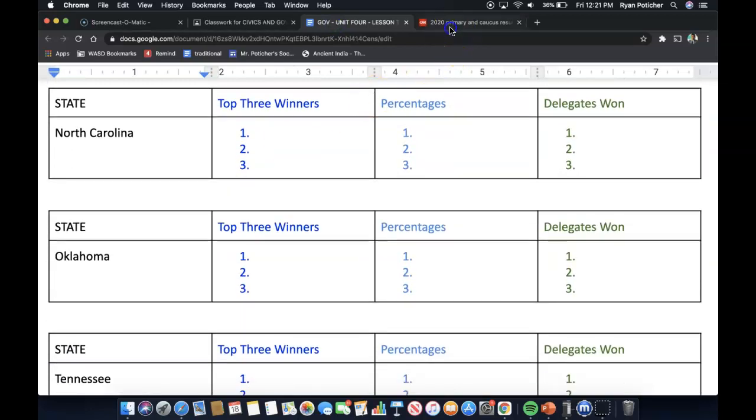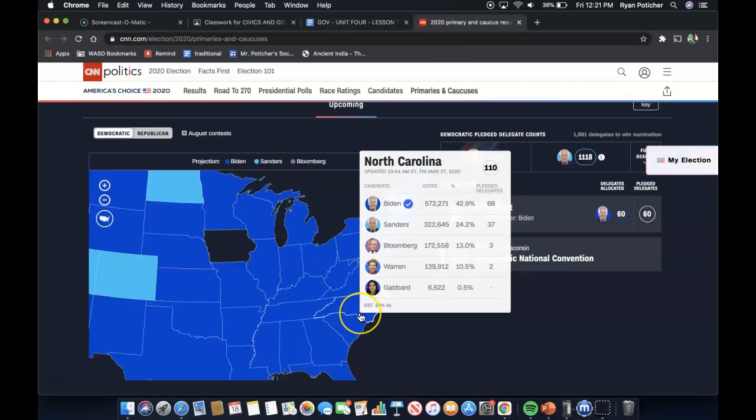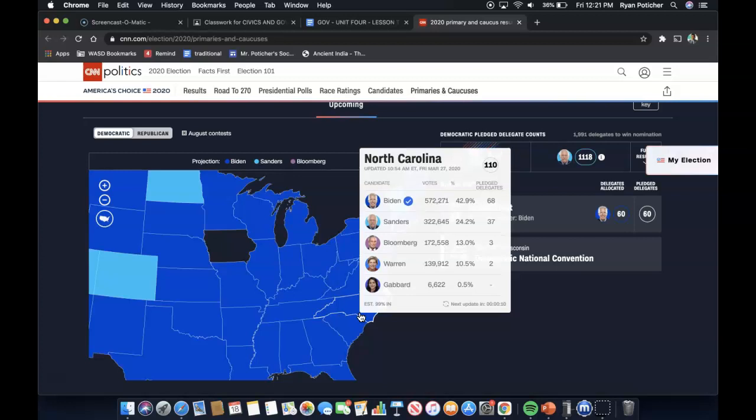Down here is North Carolina. North Carolina, Joe Biden won pretty handedly, followed by Bernie Sanders, followed by Mike Bloomberg. Biden won 42.9% of the vote. Sanders won 24.2% of the vote. Bloomberg won 13% of the vote. Biden won 68 pledged delegates. Sanders won 37 pledged delegates, and Mike Bloomberg won 3 pledged delegates. As you guys can see as we're going on here, this pretty much became like a two-man race between Biden and Sanders, respectively.